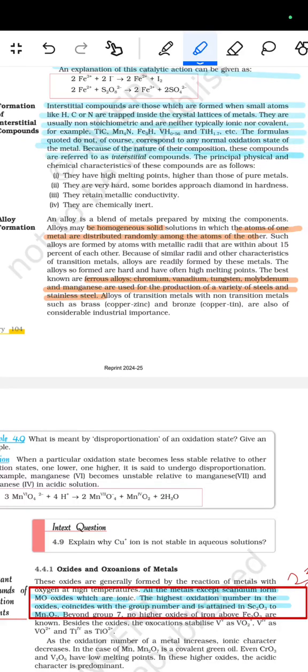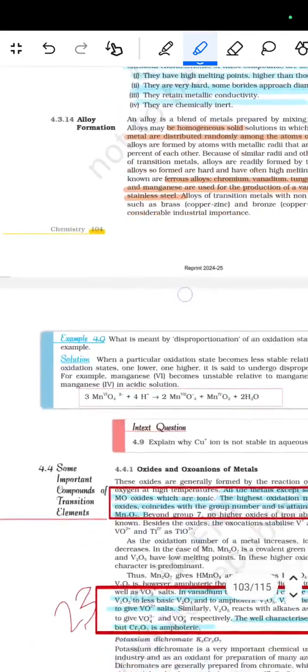The principal physical and the chemical characteristics of these compounds are as follows. They have high melting point, higher than those of the pure metals. They are very hard. Some borides approach diamond in the hardness. They retain the metallic conductivity. They are chemically inert. इसके बाद फिर आता है alloy formation.